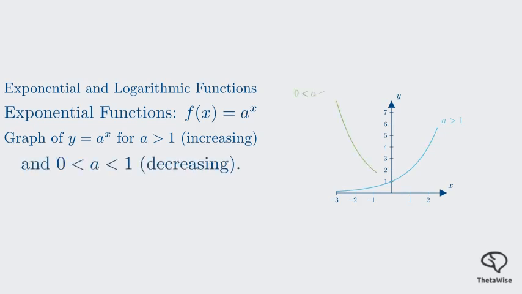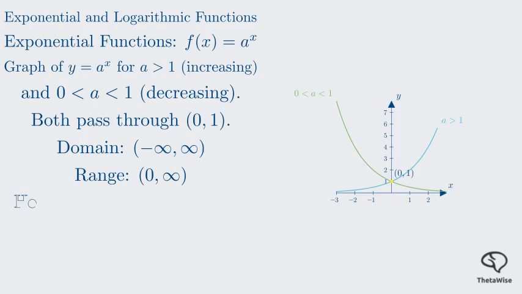If a is between 0 and 1, the function is decreasing. It starts high on the left and approaches the x-axis as x increases. In both cases, the graph passes through the point 0, 1, because any non-zero number to the power of 0 is 1. The domain of an exponential function is all real numbers, from negative infinity to infinity. The range is all positive real numbers, from 0 to infinity, not including 0. The x-axis, or the line y equals 0, is a horizontal asymptote.